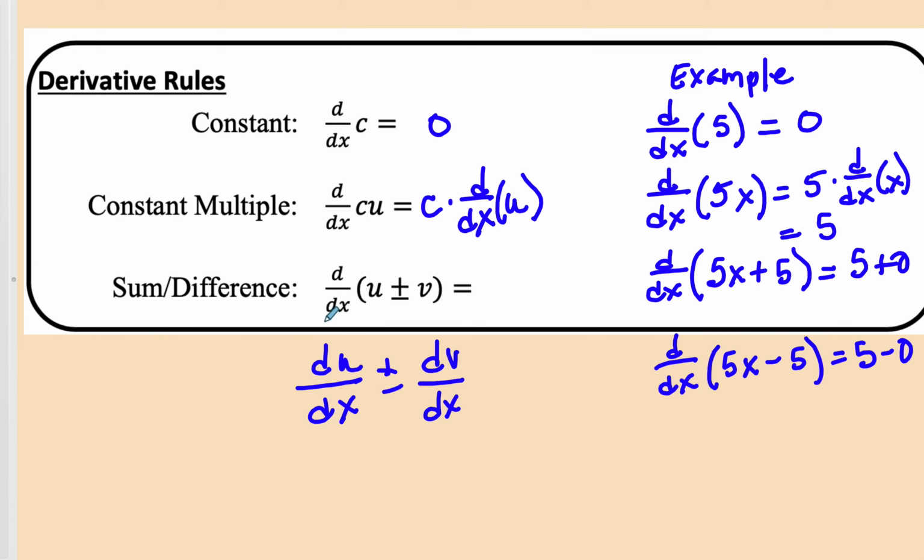Sum and difference rule. If you have two functions that are being added or subtracted, just figure out the derivative of each and put the plus or the minus sign in here. So for instance, the derivative of 5x plus 5 is: the derivative of this is 5, the derivative of the constant is 0. And subtraction works the same way.